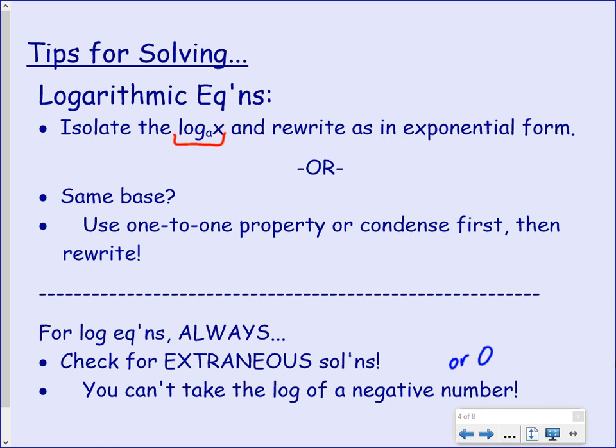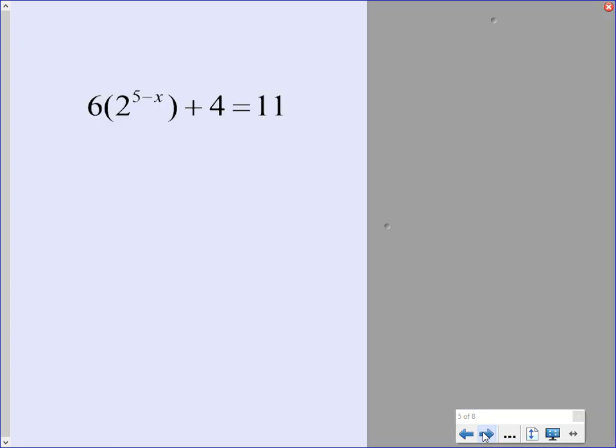Okay, let's look at some examples. First example, if you want to jot it down in your notes, you can. I'm going to run through it pretty quickly because it's similar to our warm-up example. You showed me in the warm-up you could solve exponential equations. Okay, 6 times 2 to the 5 minus x, plus 4 equals 11.